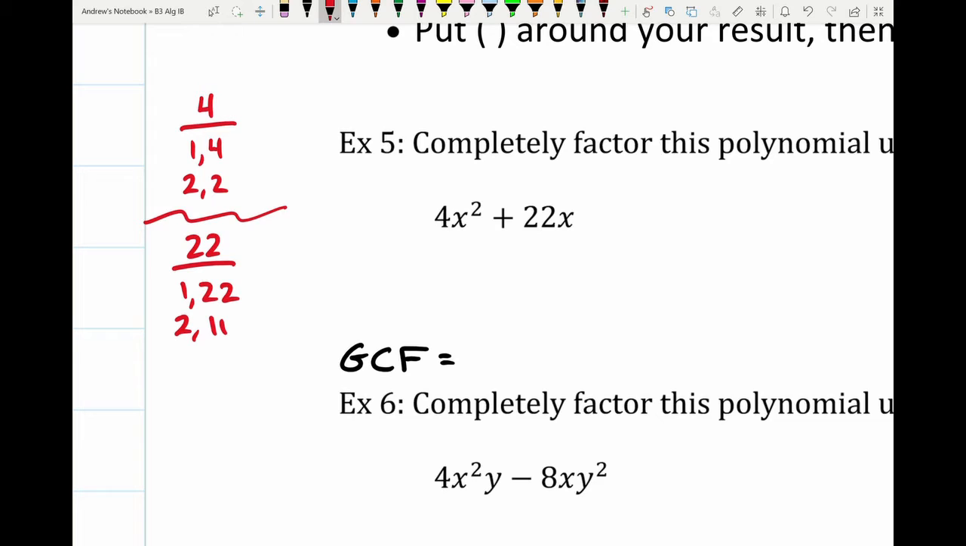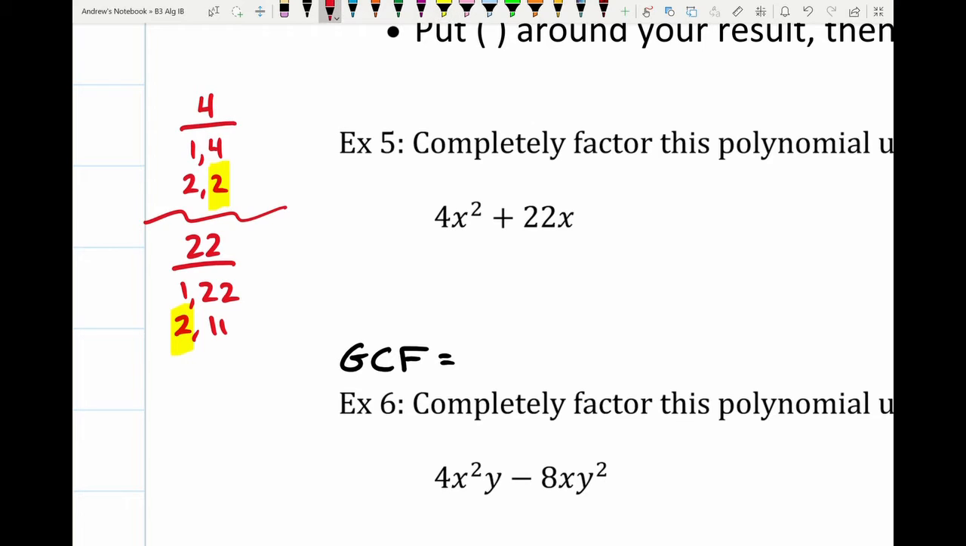So what I'm doing is trying to find the biggest number they share, which in this case is just 2. And as I'm highlighting these, the 2 doesn't have to be in the same spot. As long as there's a 2 in each one, that is a factor of that thing.